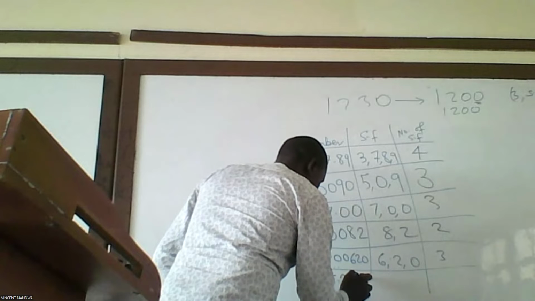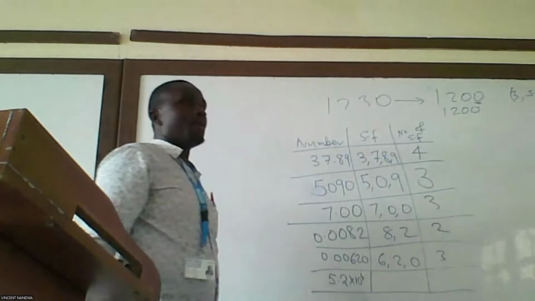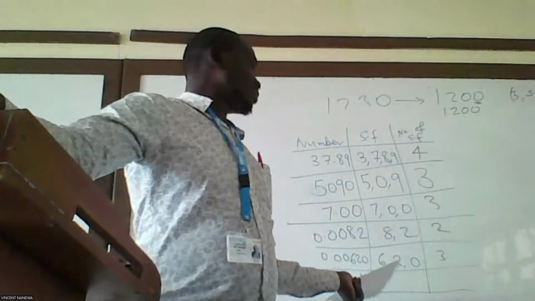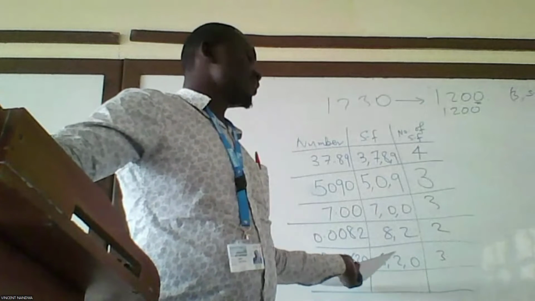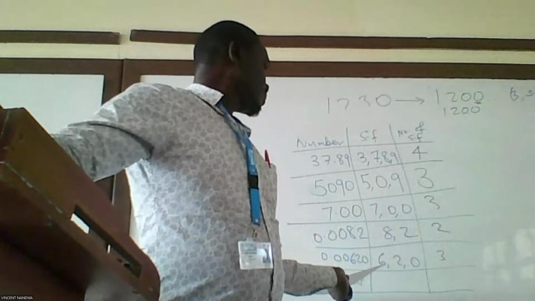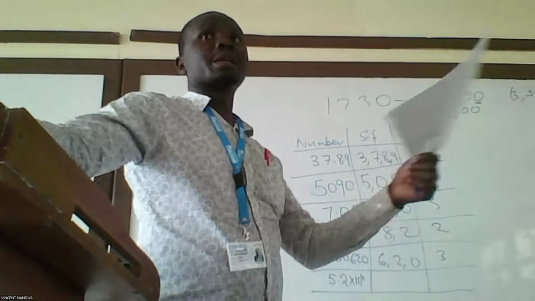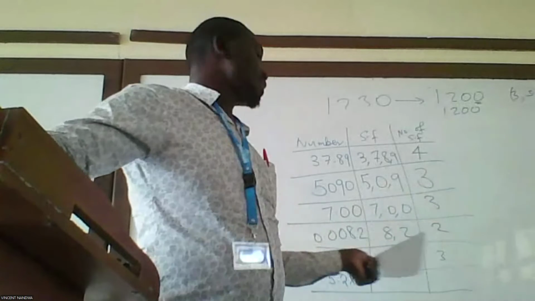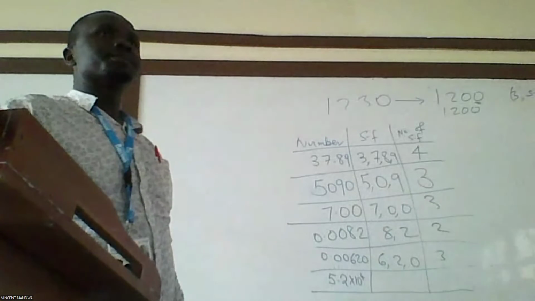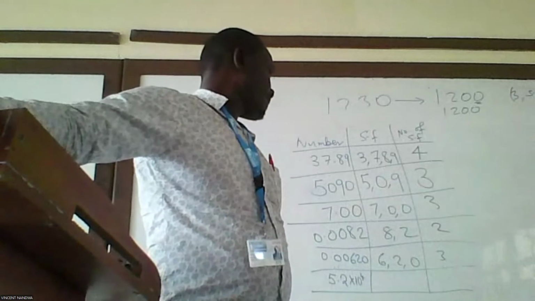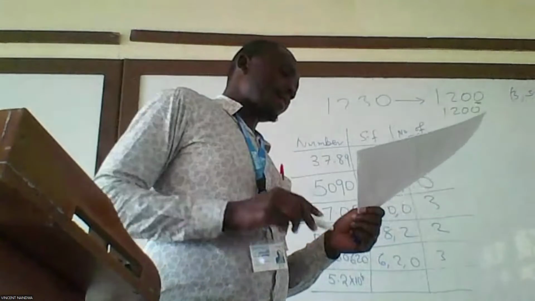Then the other number is 5.2 times 10 raised to 4. I hope all of you know what this form is usually called when you write a number in this form. Standard form, okay? Or scientific form. So this is standard form or scientific form. So how many significant figures are in that number?